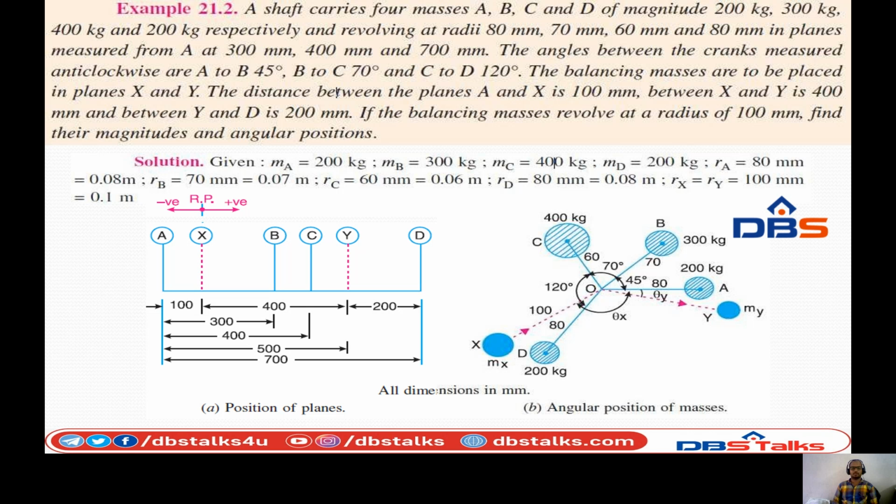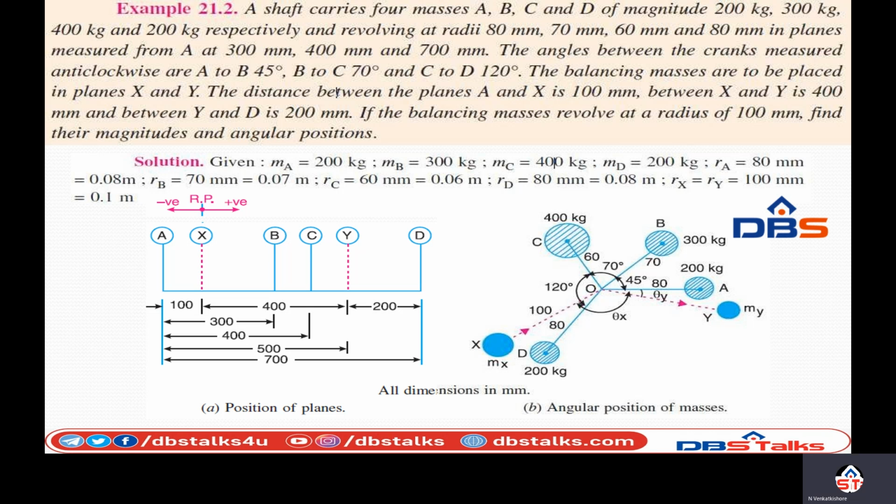So first of all we need to write down the given data. The given data means the magnitudes of the four masses, that is MA, MB, MC, MD. What he has given in respective manner, we have to directly note the values. MA is 200 kg, MB is 300, MC is equal to 400, MD is equal to 200.